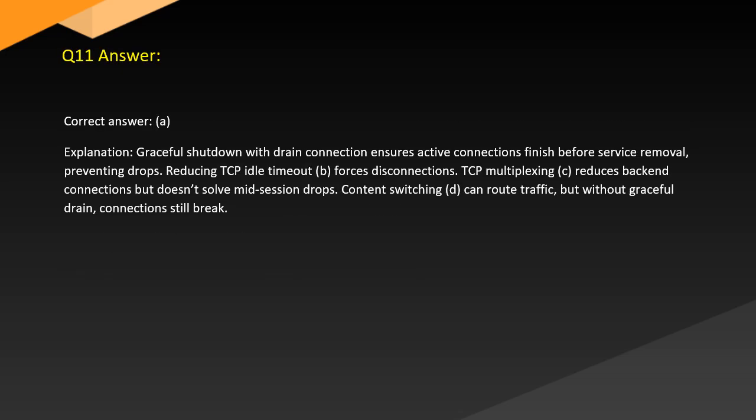Answer. Correct answer: A. Explanation. Graceful shutdown with drain connection ensures active connections finish before service removal, preventing drops. Reducing TCP idle timeout, B, forces disconnections. TCP multiplexing, C, reduces backend connections but doesn't solve mid-session drops. Content switching, D, can route traffic, but without graceful drain, connections still break.